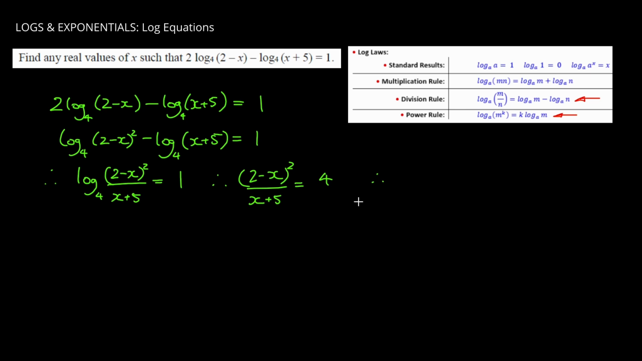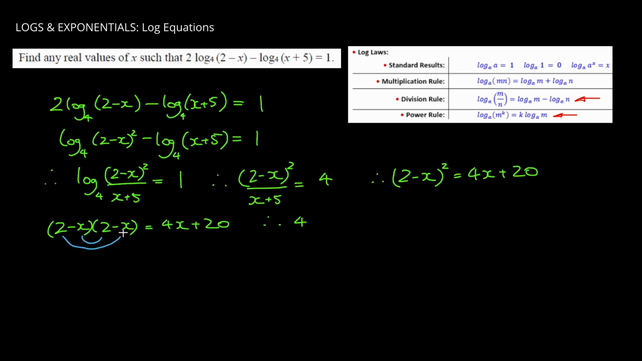Multiplying both sides by x plus 5, I get 2 minus x squared is equal to, I'm going to multiply it out as well, this is 4x plus 20. Multiplying that bracket out, we get 4. The underneaths, negative 2x and another negative 2x gives negative 4x and x squared. And that's equal to 4x plus 20.